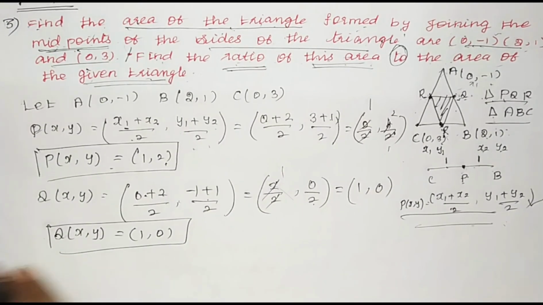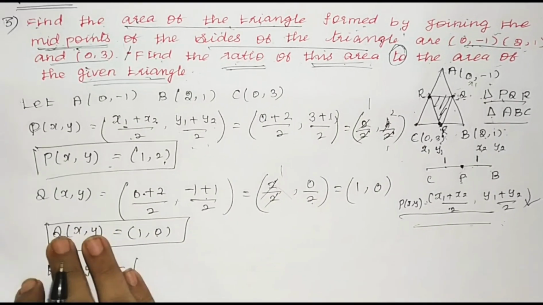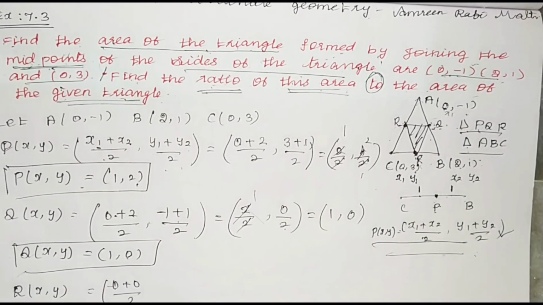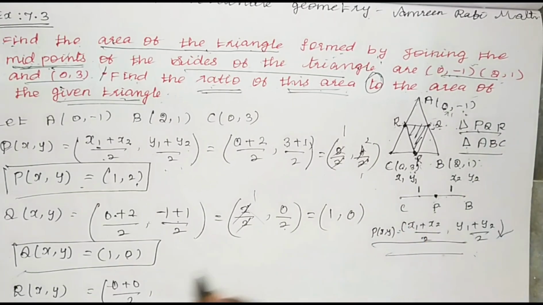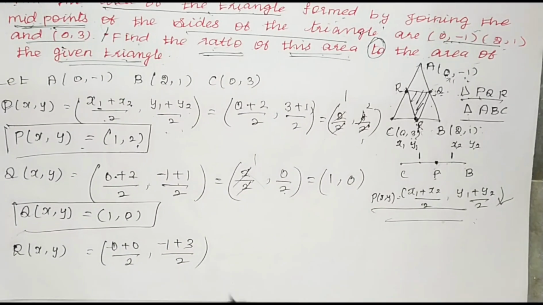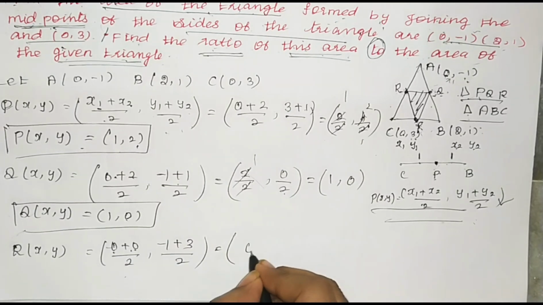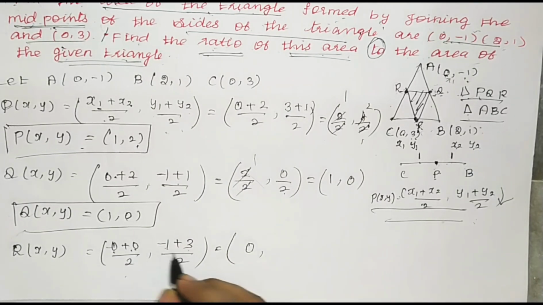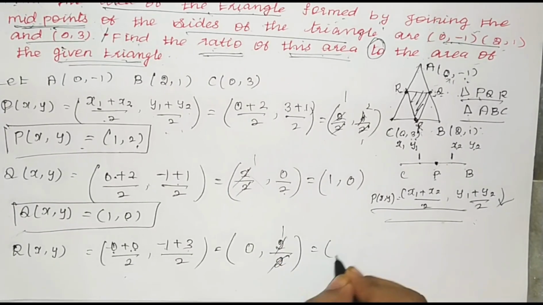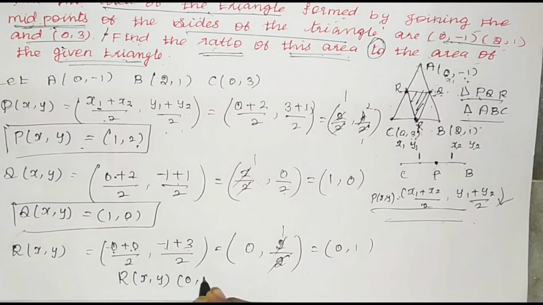Similarly we can find out the coordinate point of R. R of x comma y, also we have to use the same midpoint formula. Here x coordinate is 0 and 0, so (0 plus 0) divided by 2. Y coordinate is minus 1 and 3, so (minus 1 plus 3) divided by 2. Now listen. 0 you add 0 you will get 0. 0 divided by any number the answer is 0. Comma, 3 you subtract 1, 2 divided by 2. 2 by 2 we can cancel, we will get 1, so 0 comma 1. Therefore, R of x comma y equals 0 comma 1.